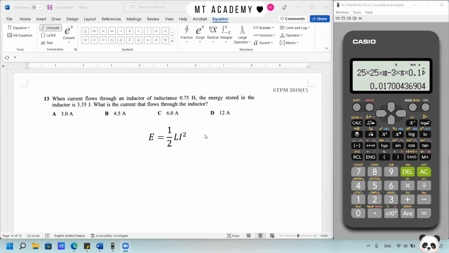So straightforward, we have energy equal to half Li squared. So energy is 3.35 joule multiply 2 divided by the inductance 0.75, and you have the value of I squared. What you're going to do is to square root the answer, and you would get the current as 3 ampere. Moving on.